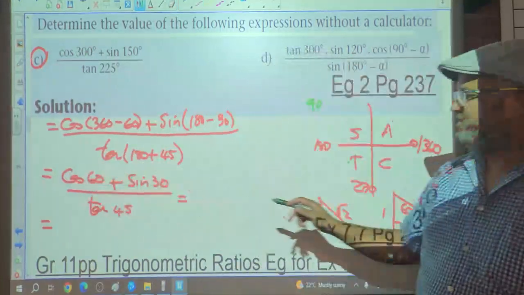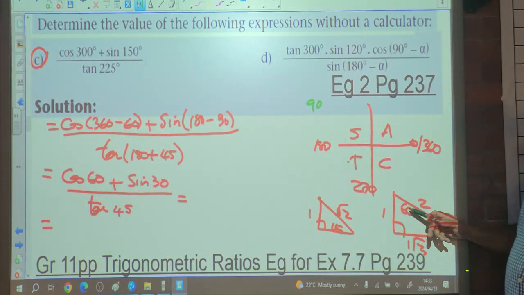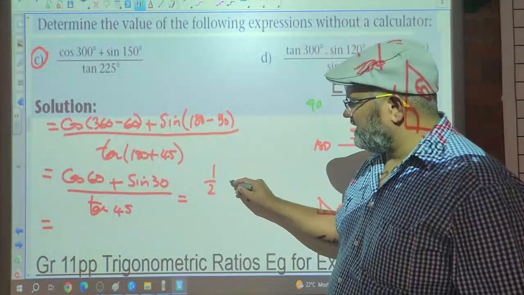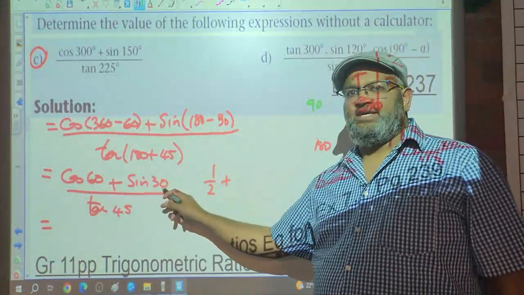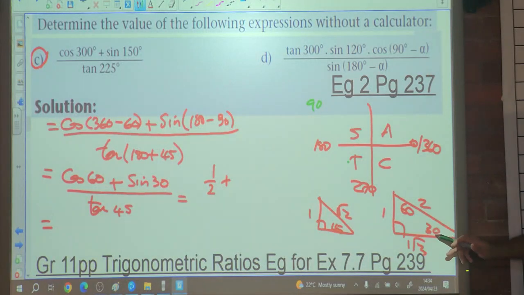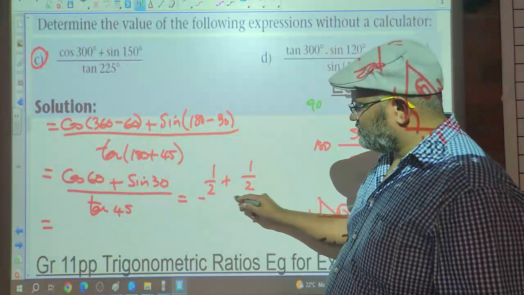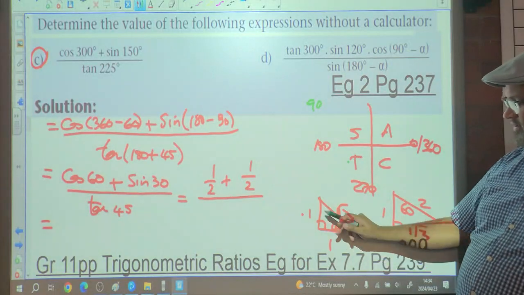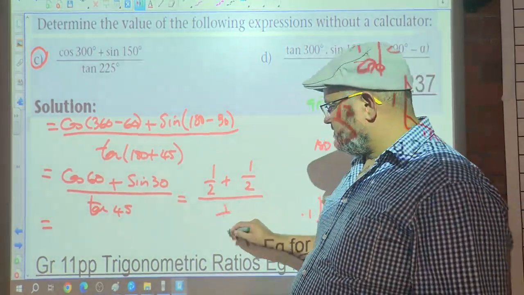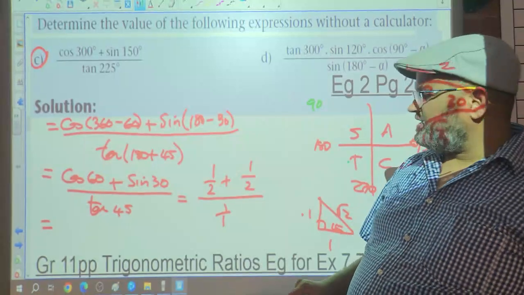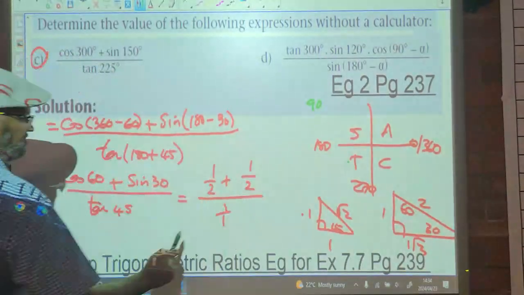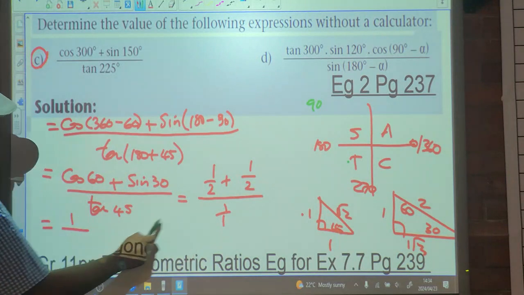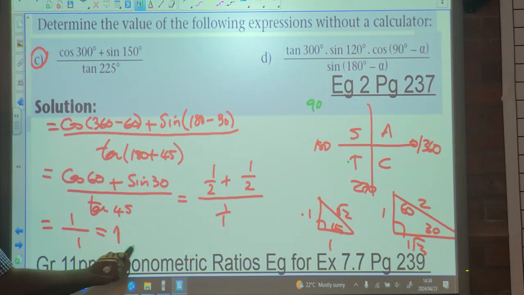So cos 60, I must use a 60-degree triangle. Cos stands for adjacent over hypotenuse. So it's 1 over 2 plus sine of 30. Sine gives you 30 degrees. Sine is opposite over hypotenuse. So it's 1 over 2. And this is all over tan 45. What does tan stand for? Opposite over adjacent. So it's 1 over 1. You guys understand? What's a half plus a half? 1. And 1 over 1 is 1.